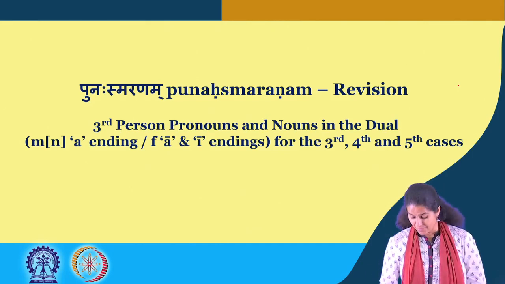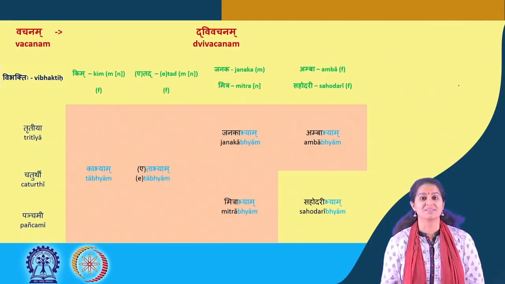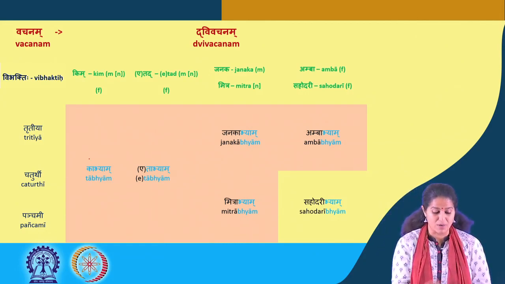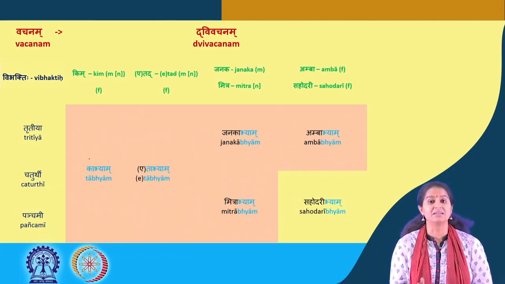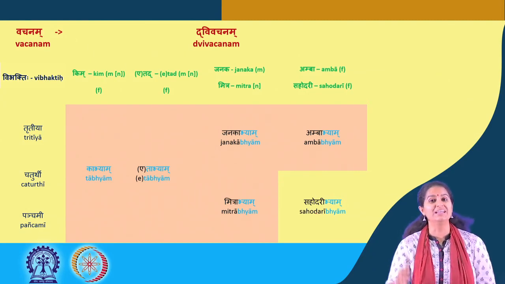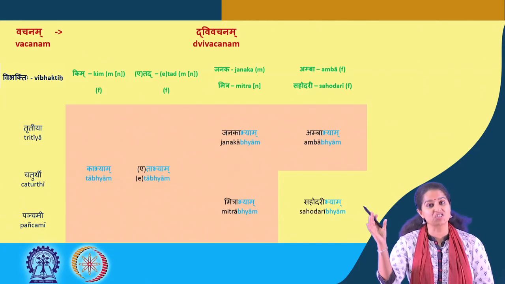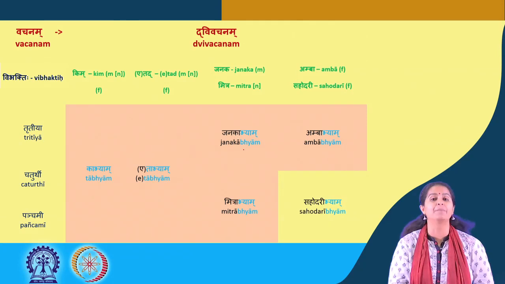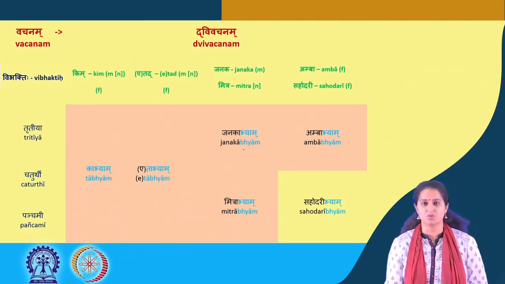third, fourth, fifth, and the really good news is that they all have the same form. So kabhyam, all three, for the three questions it becomes kabhyam. For all the three answers it is tabhyam or etabhyam, and for the nouns it is janaka becomes janakabhyam, mitra becomes mitrabhyam, amba becomes ambabhyam, and sahodari becomes sahodari bhyam. So for the feminine we see that there is just a bhyam that gets added, whereas for the masculine akara ending it is an abhyam that comes in, masculine and the neuter.